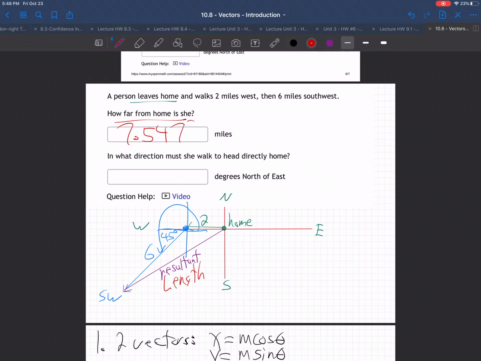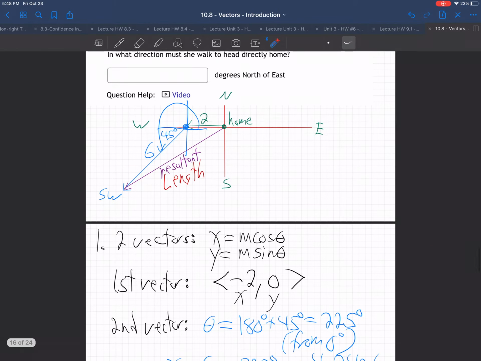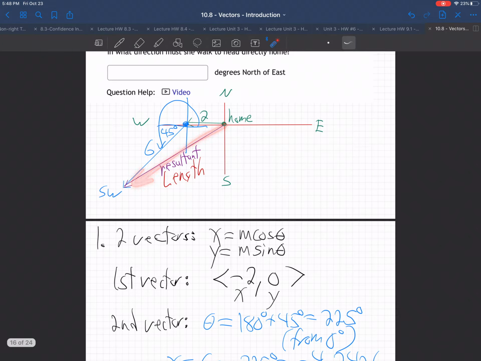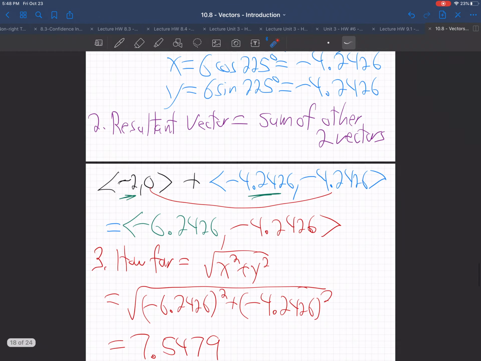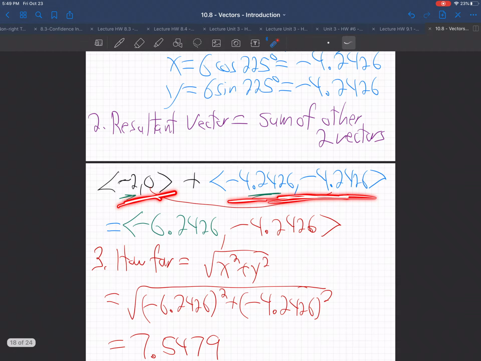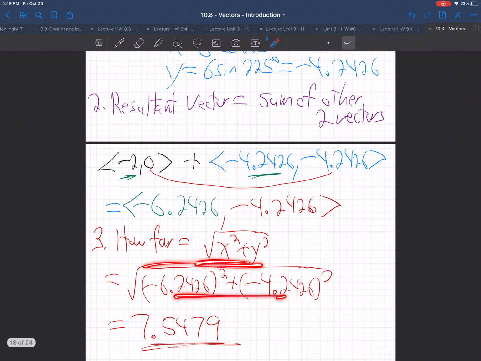7.547. They didn't specify how many digits. That's plenty. That's how many miles she is from home. See what we're doing there? I just took the first vector. She went 2 miles west, and then the second vector, 6 miles southwest. Made them vectors. Added the x and the y to get the result, right? This vector plus that vector is the resultant vector. The result of all her movements is the first vector plus the second. Here I added the first vector and the second vector, got the resultant vector, and then I took its magnitude to find out how far it is.